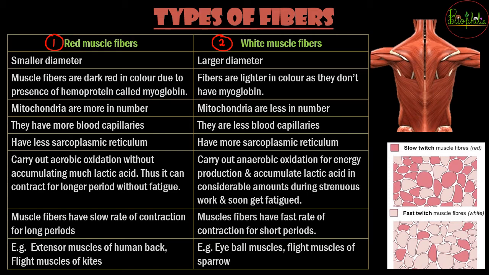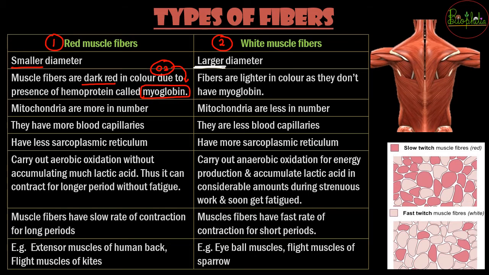First of all, red muscle fibers are comparatively smaller in diameter, whereas the white muscle fibers are going to have larger diameter. The red muscle fibers are going to be dark red in color. And why are they dark red? Because they have a hemoprotein, that is myoglobin. We have heard about myoglobin in the previous section as well. Myoglobin, just like hemoglobin, is going to bind and store oxygen, and release oxygen so that it can be used in muscle contraction. So that is the function of myoglobin.